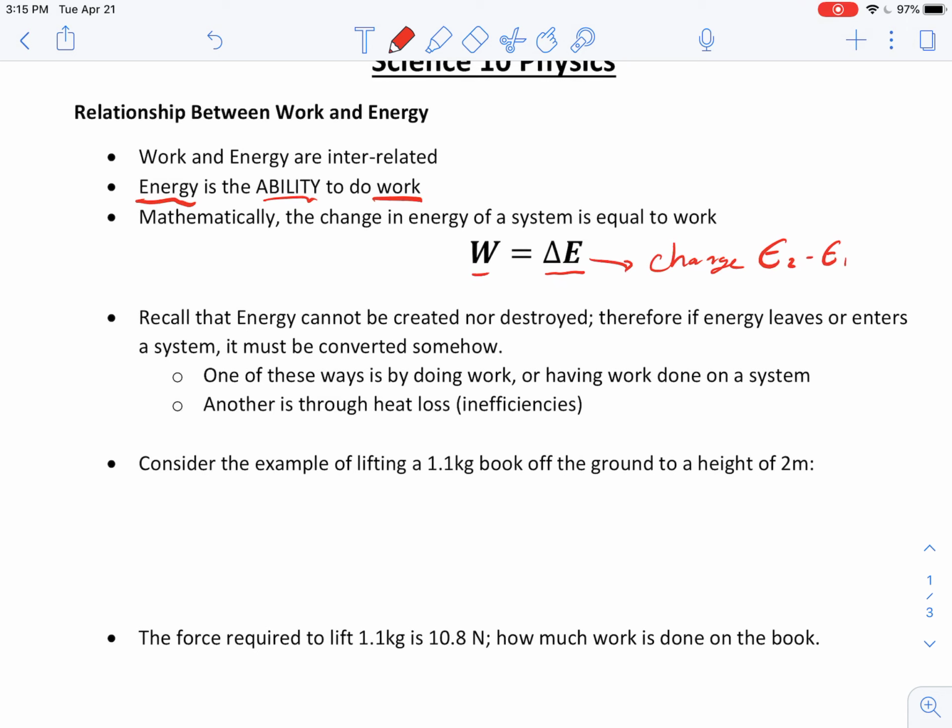Now, why this is the case is basically because you know that energy can't be created or destroyed. So if somehow you add energy to the system, that adding of energy is through work. Or if energy leaves a system, it leaves through a different form of energy. Oftentimes that's going to be through work, doing work on some other system, or it'll lose heat and create thermal energy. So it changes its type of energy.